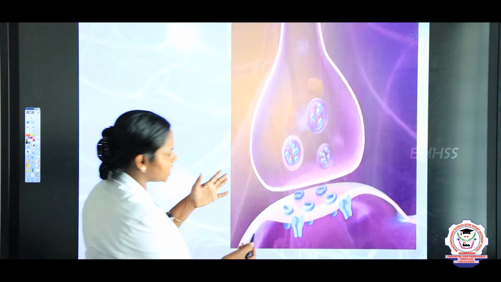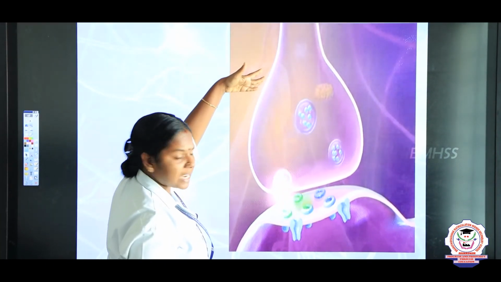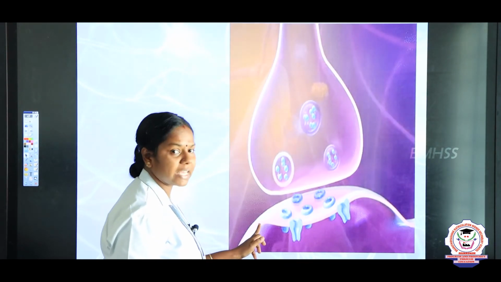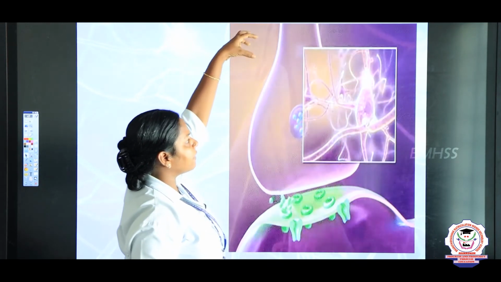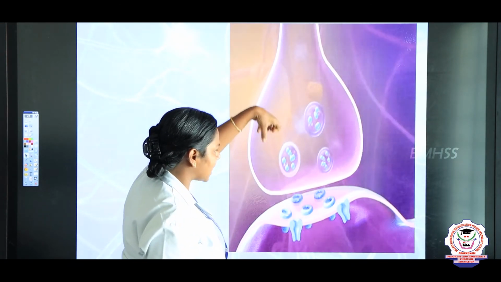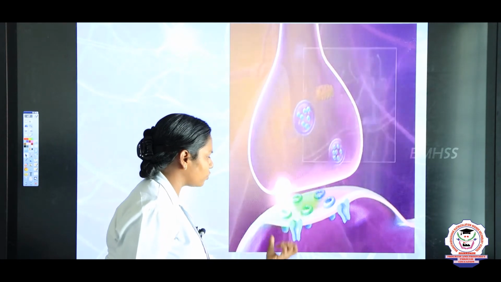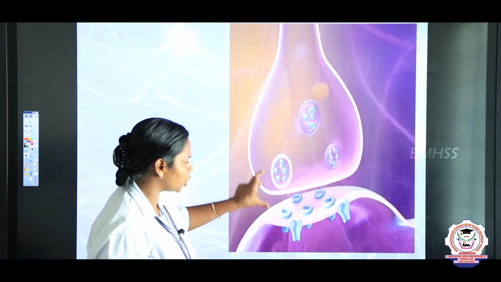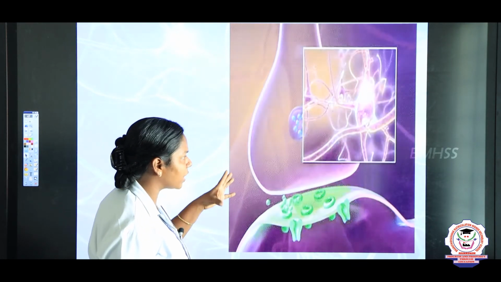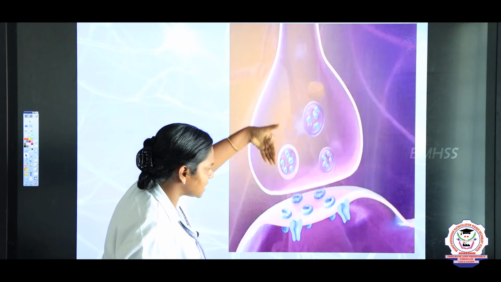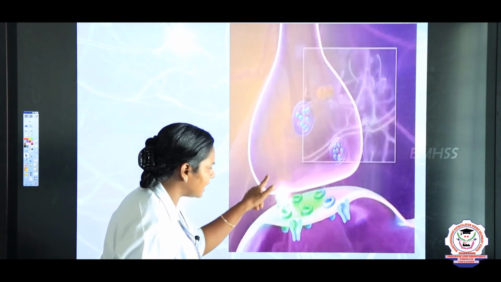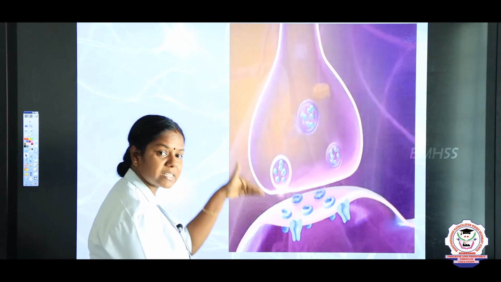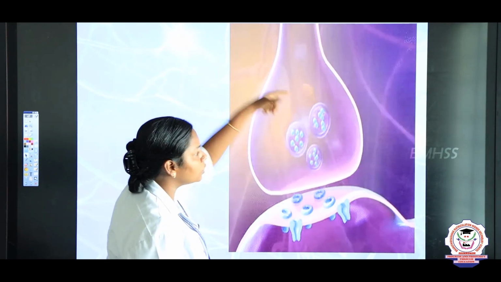Now we are going to see how the impulse is transmitted. Just look into this picture children. It is the synaptic knob of the first neuron and this is the dendrite of the other neuron. The impulse from the axon is transmitted to another neuron, and this point we call a synapse. The junction between the two neurons is called a synapse. The impulses reach the end and the information is transferred to the other neuron.